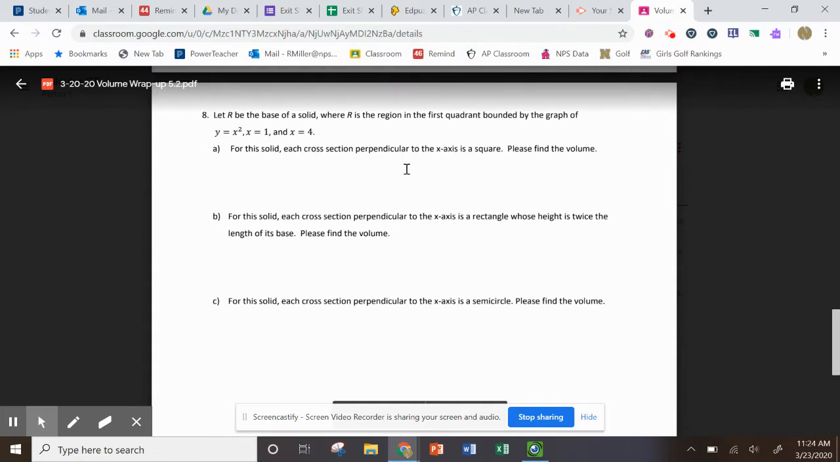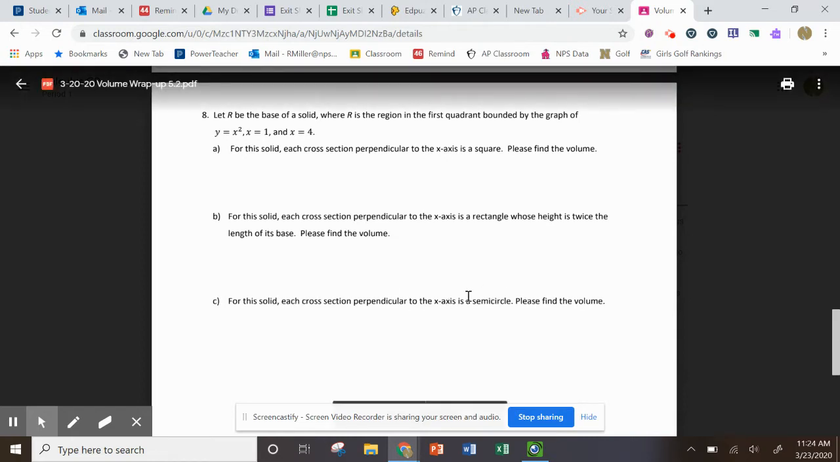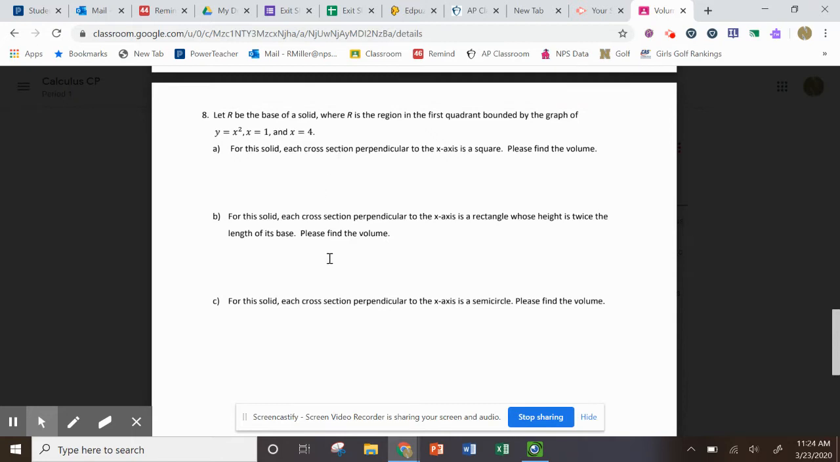There is a video I'd already uploaded the other day that dealt with the semicircular cross sections, so I would recommend watching that one if you had trouble with part C. But I'm going to walk through at least parts A and B in this video, and then we'll see how it goes from there.